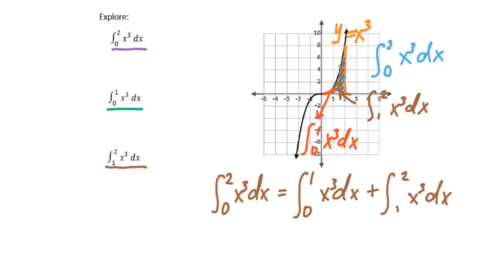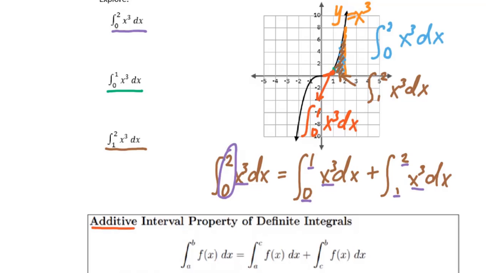It's all x third power. Only the interval changes. This is from 0 to 2. Here is from 0 to 1. Then from 1 to 2. So we have the second property of a definite integral. We call this the additive interval property. So you have the integral from a to b f of x dx. It will be equal to from a to c, then from c to b.